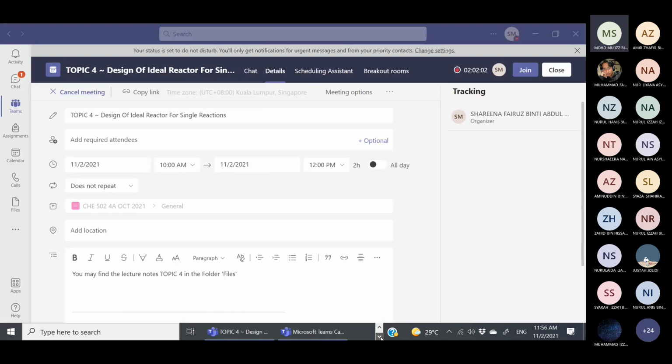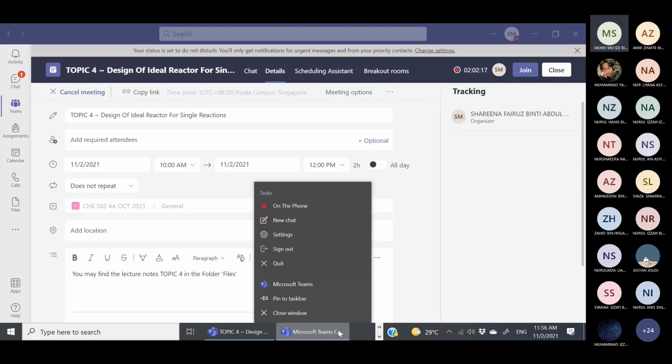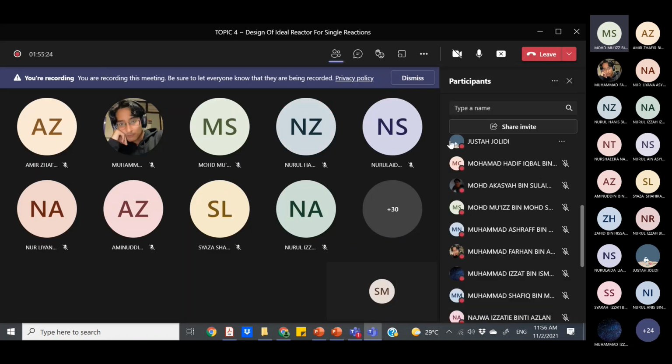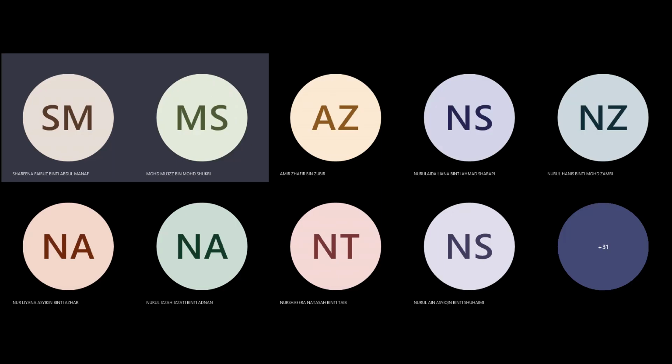Where is it? Okay, wait. Why is it not showing? How to maximize that one? How to maximize? Oh, okay. Alright, stop sharing and then I stop recording.